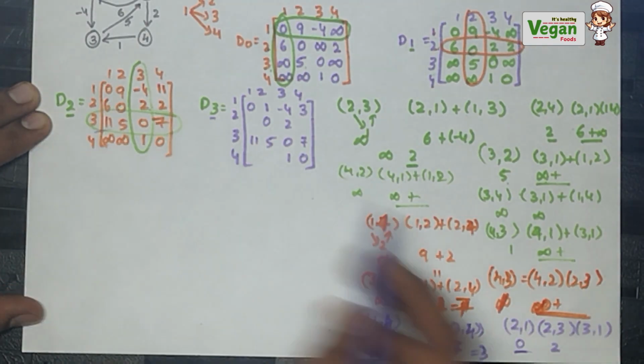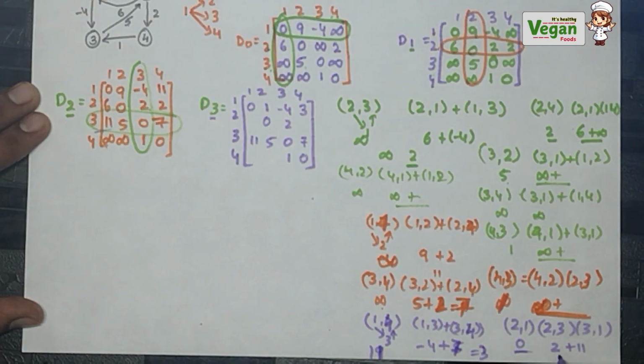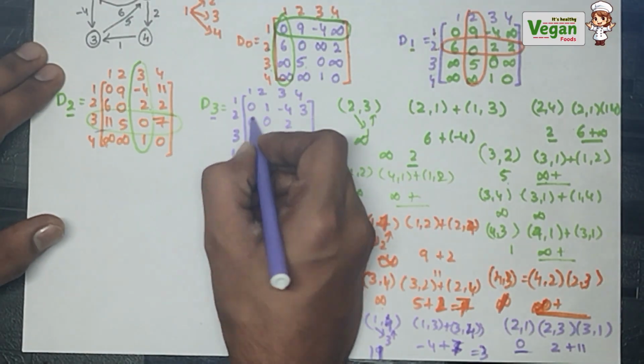Next 3 comma 1. So 3 comma 1 value is 11. 11 plus 2 is 13. So among 13 and 0, which is the smallest element? 0. Just write 0 here.